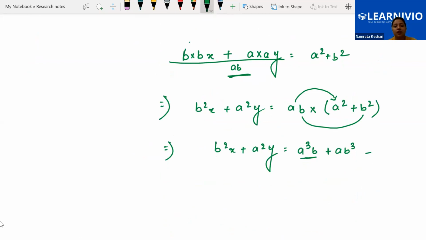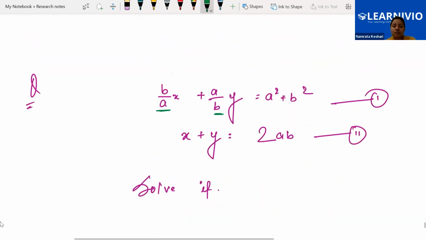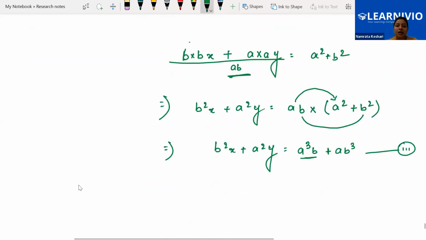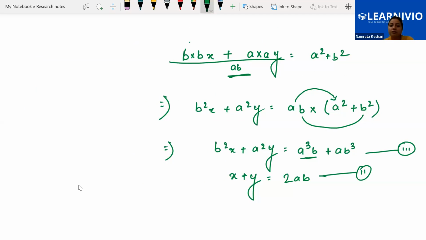The first equation, we have done a little bit of arrangement over there, and it became like this. This is our equation number 3, right? Now the second equation is so good, x plus y is equals to twice ab. This is our second equation. We have equation number 3 and equation number 2.